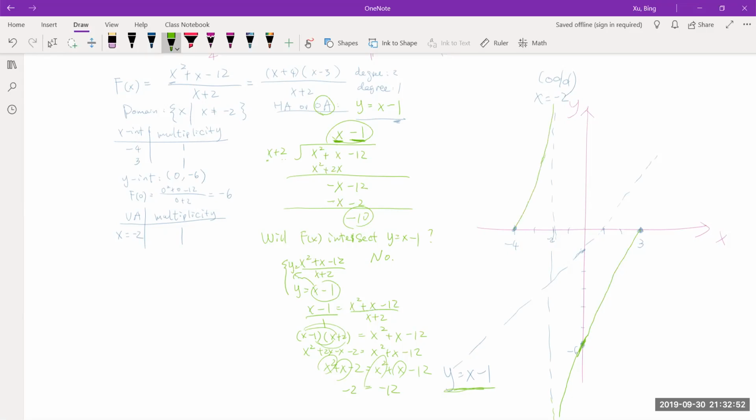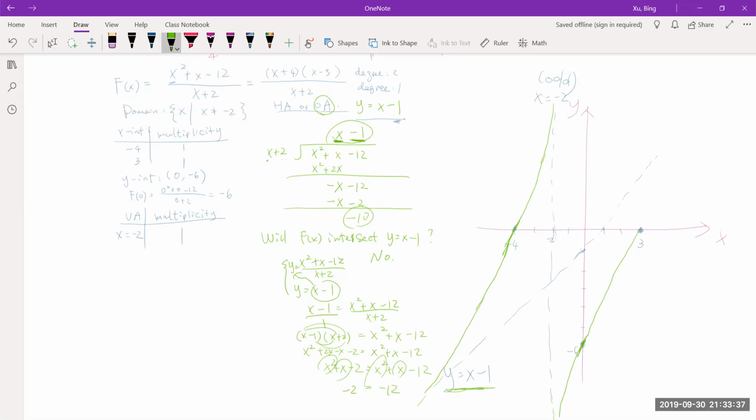And somehow I need to go back to this point, the x-intercept, -4. Will my graph cross the x-axis at -4, or will it just touch -4 and go back up? How do we know that? We look at the multiplicity. It's odd, so it crosses. So since it crosses and we have this oblique asymptote here, my graph was getting closer and closer to this oblique asymptote, right?